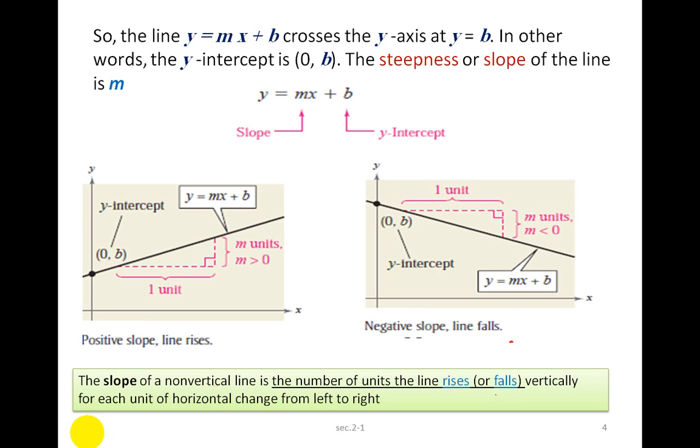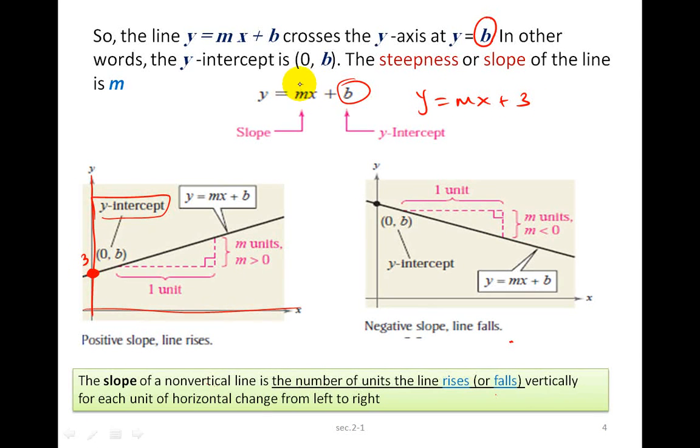So the line y equals mx plus b crosses the y-axis at point b. This point b is called our y-intercept. That means if you have a graph here, the place where it crosses the y-axis will be called b, or the y-intercept, but in the formula it is the number b. For example, if it was y equals mx plus 3, that means this number is here, 3.